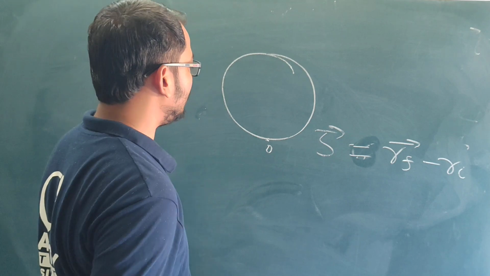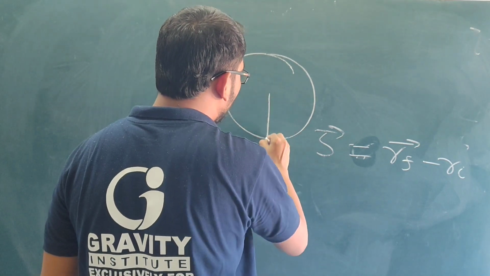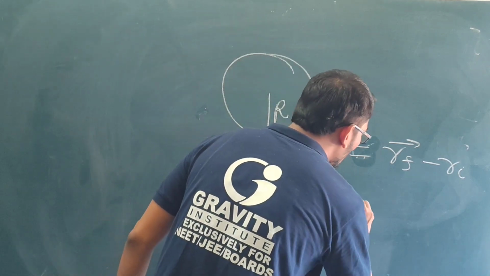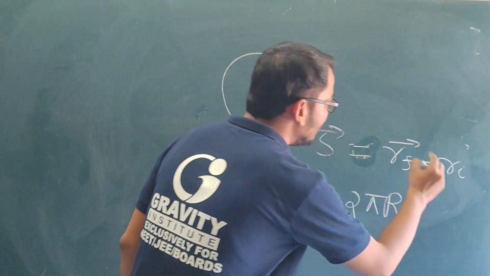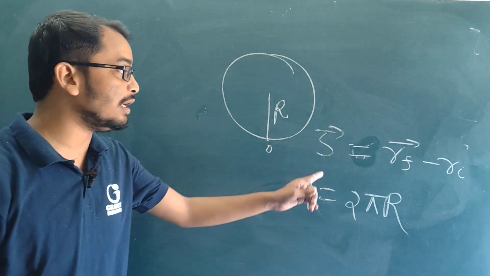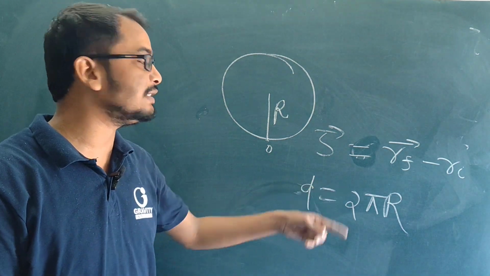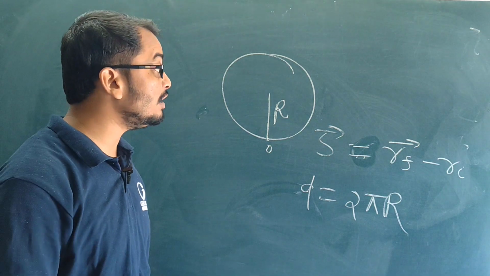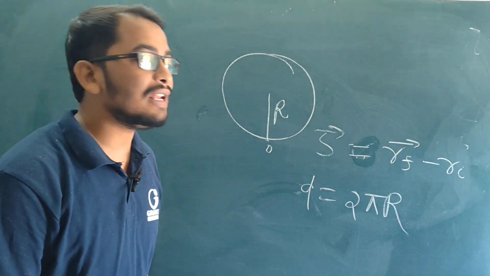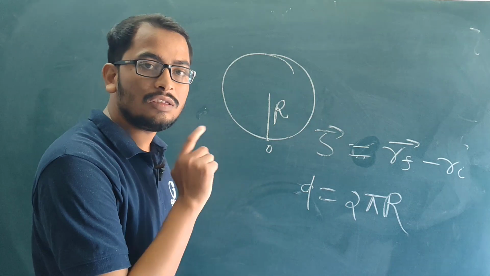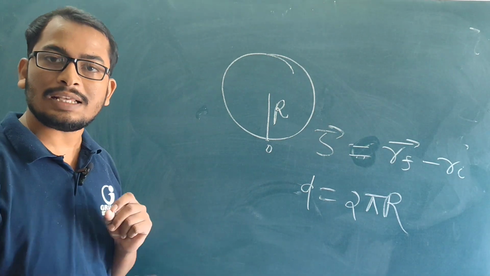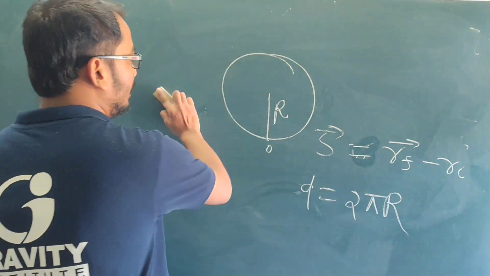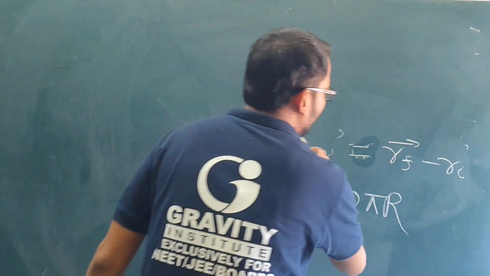What is distance? Suppose the circle has radius r, so the distance will be 2 pi r. But the displacement is 0. Here displacement is 0, but distance comes out to be 2 pi r. So we say that the particle is not moving in a straight line, because distance is not equal to displacement. If distance is equal to displacement, then we say that the particle is moving in a straight line. So I have to erase it.